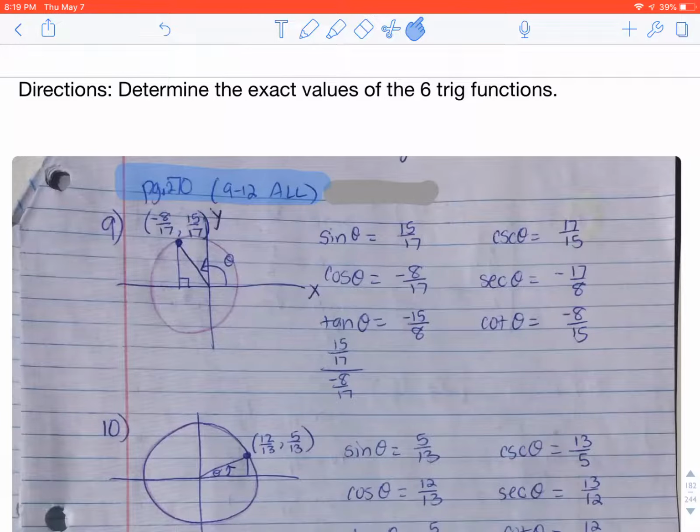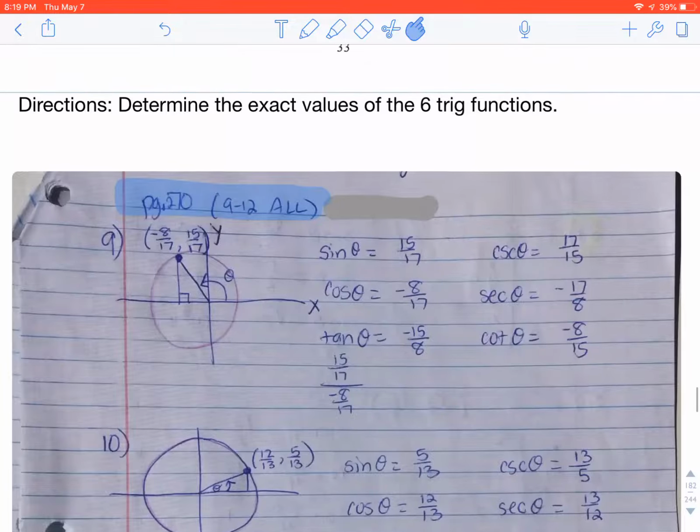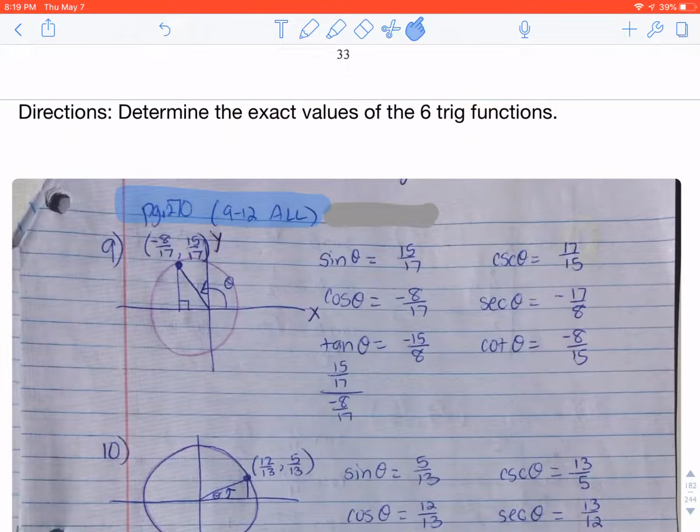I am going to go over the homework in the book, page 270, 9 to 12 all. I will also review page 34 in your packet. So make sure you have both of those out. Please correct any that you need to as I go through these. Okay, so page 270, 9 through 12 all. The directions were to determine the exact values of the 6 trig functions.